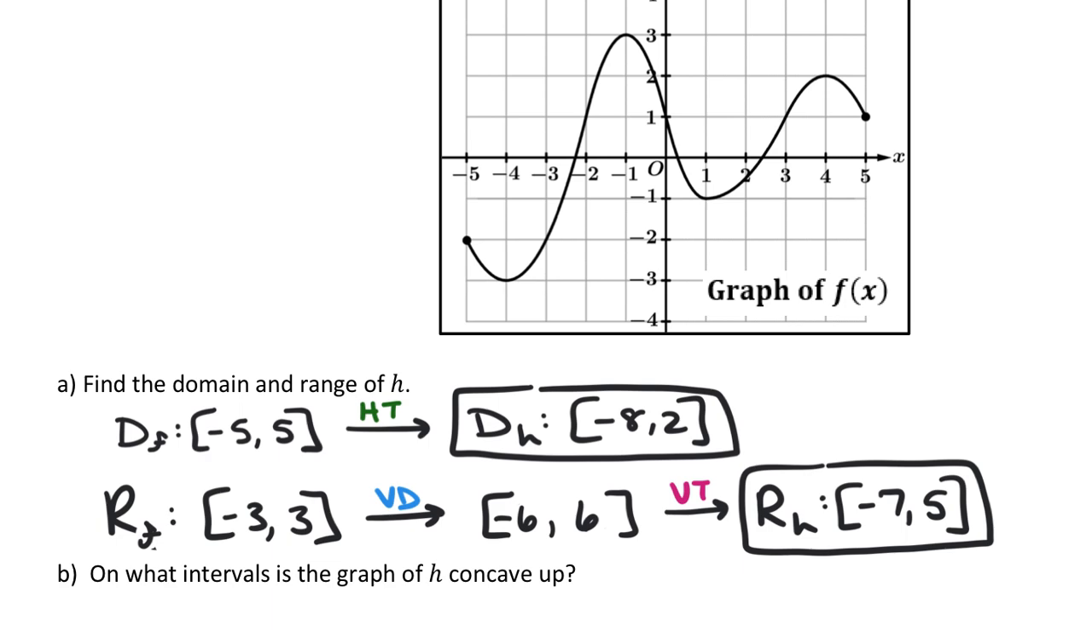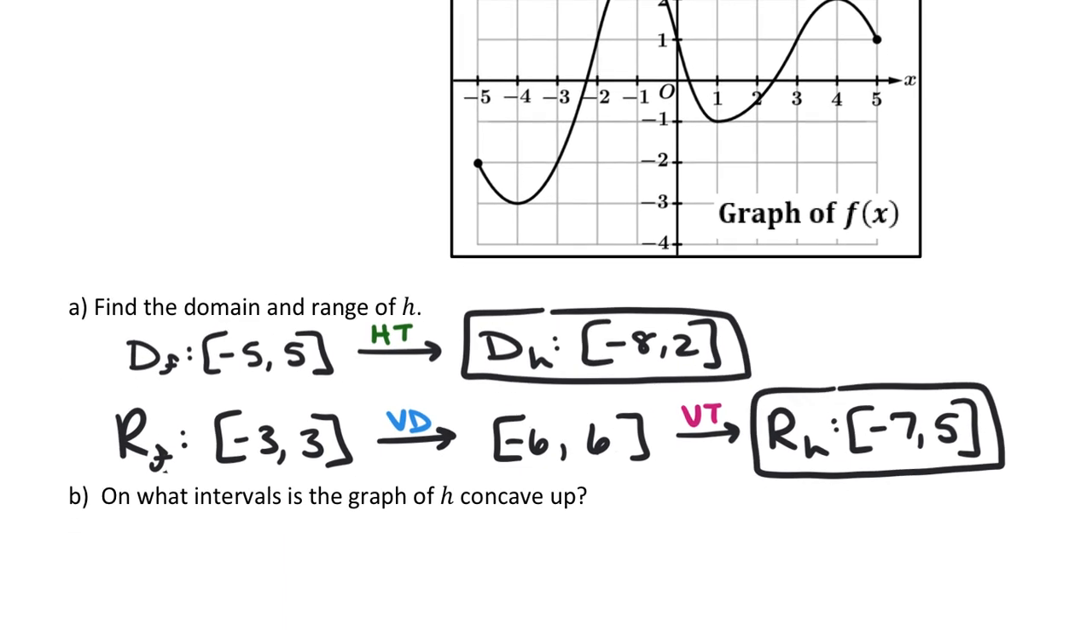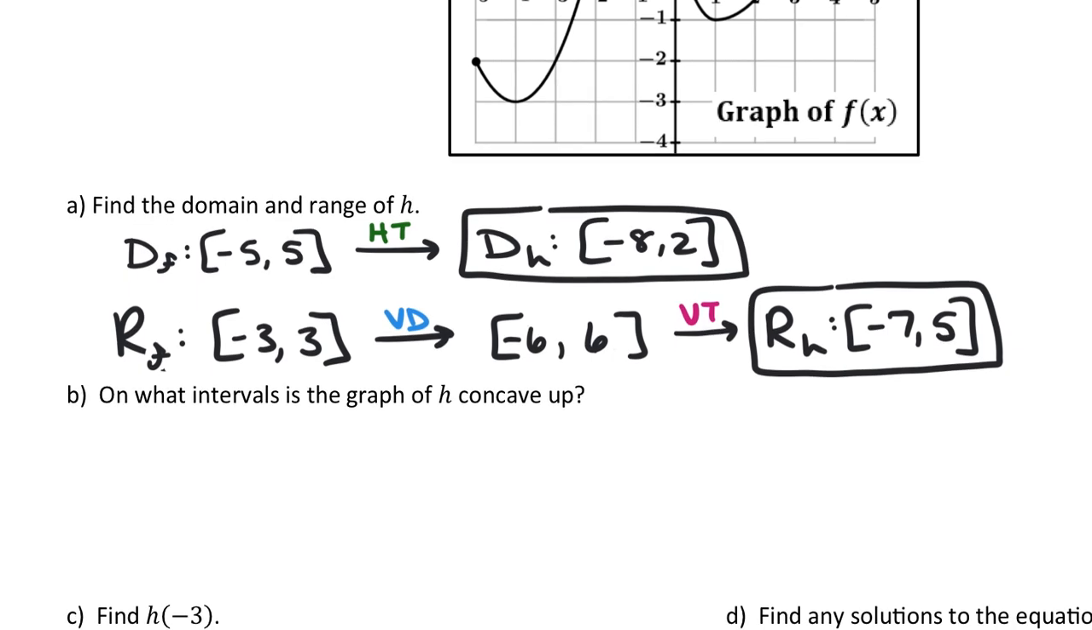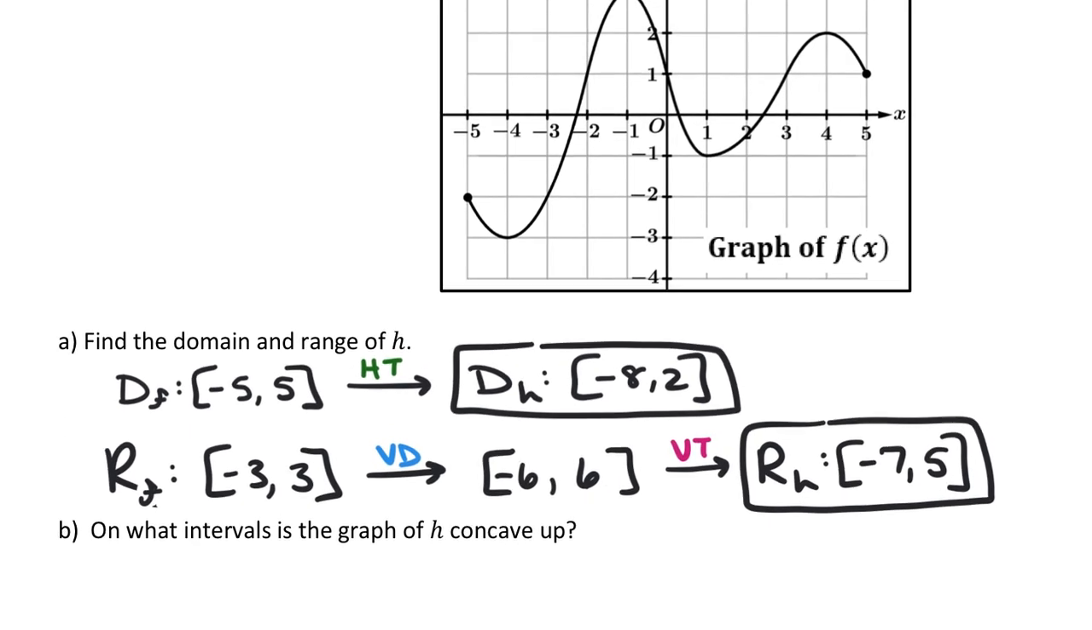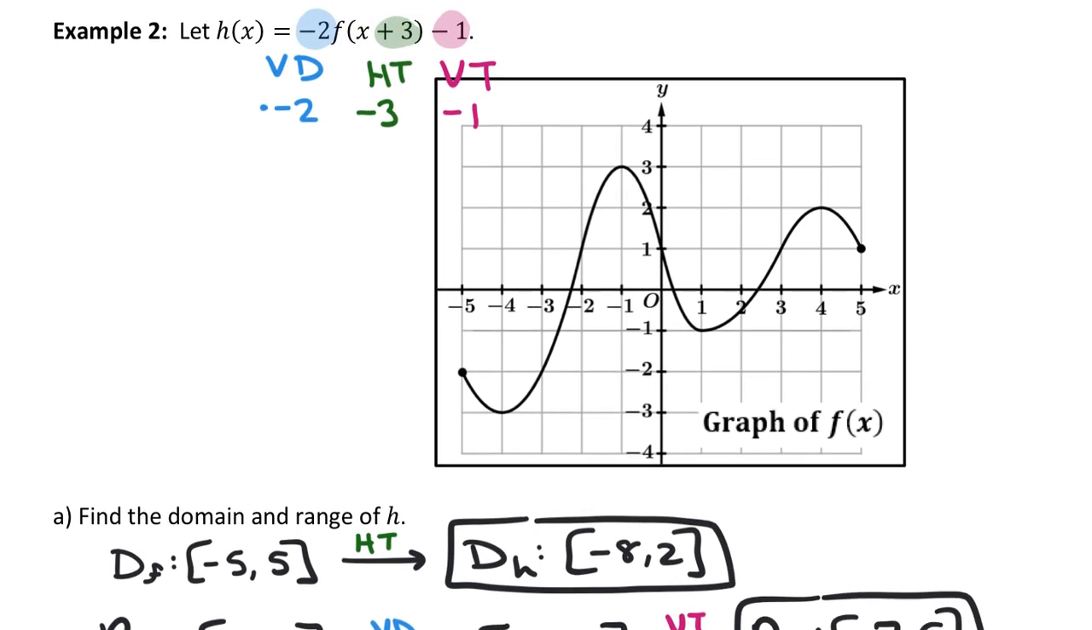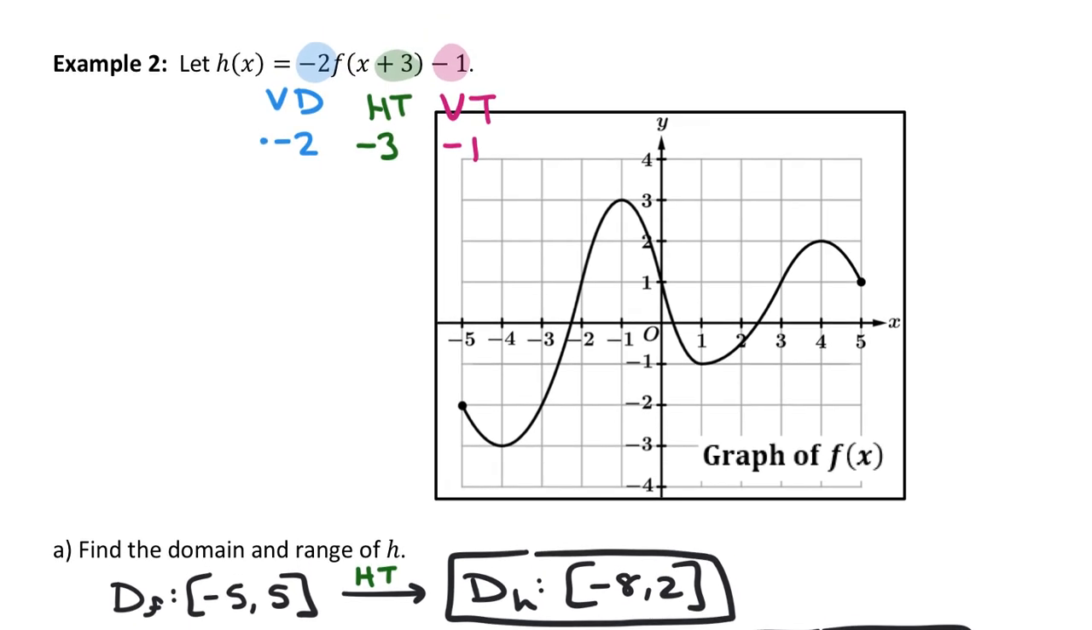Here's going to be a challenge question for you. On what intervals is the graph of H concave up? What does concave up look like? Show me with your hands. Fabulous. I want to know where H is concave up. Where is F concave up? -5 to -2 and 0 to 3. I agree.